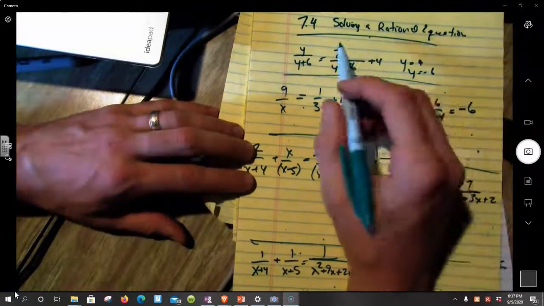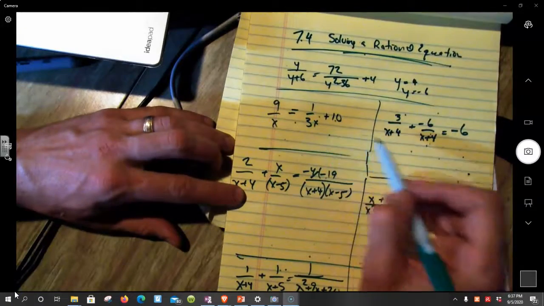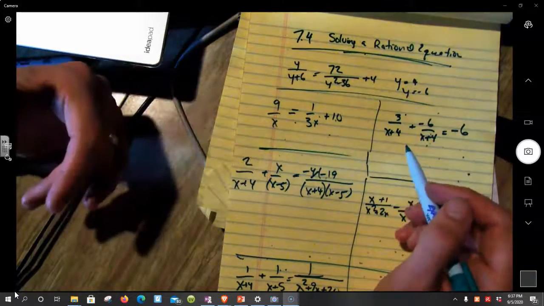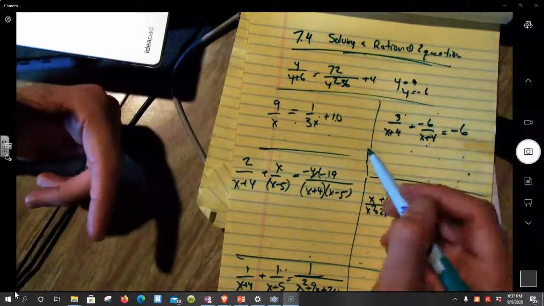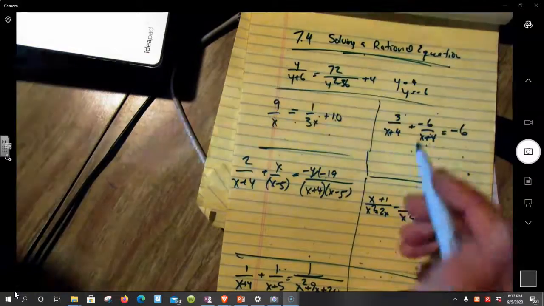Okay, in section 7.4, we're solving a rational equation. So unlike before, now we have equal signs. So now we can multiply both sides of the equation by the same quantity and eliminate some of these denominators. All right, so that's the key difference in the section.